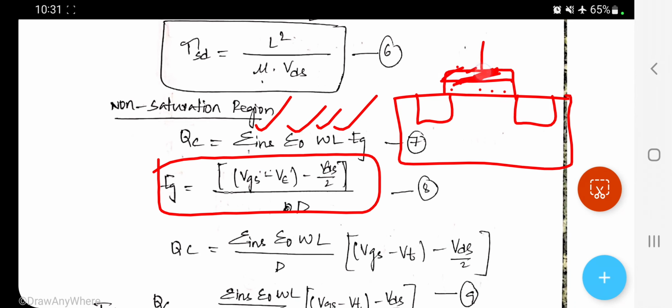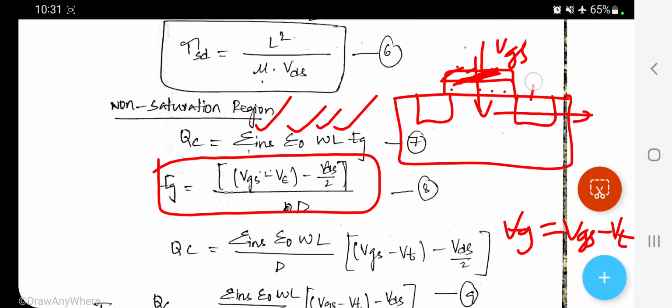So here VGS is applied. Out of VGS applied, VTH is utilized to form the channel. So the effective gate voltage which is present, VG, is nothing but VGS minus VT or VTH. So that is applied here vertically, that is the transverse field. And now along the channel we have applied VDS. If we consider the linear region, the average voltage drop across this channel length L we take as VDS by 2. It is going to be VDS by 2.